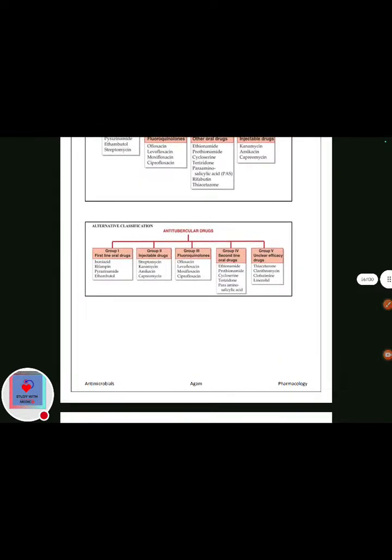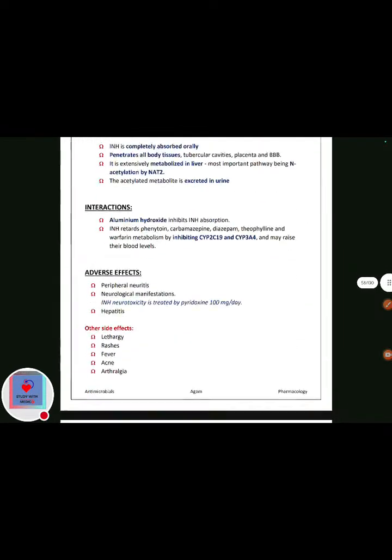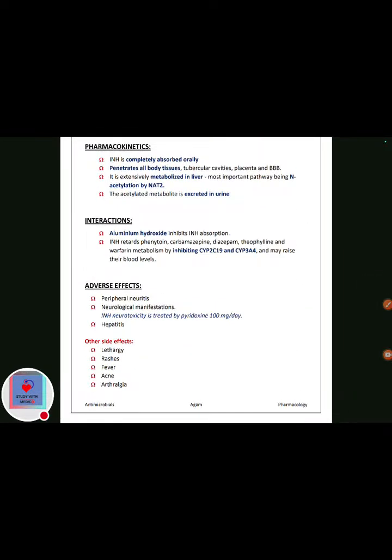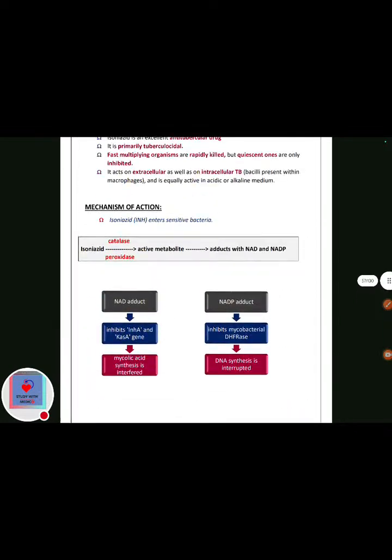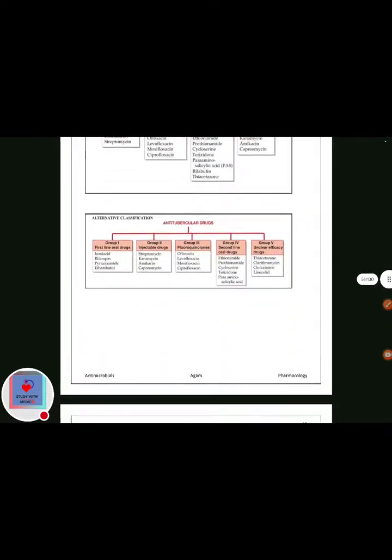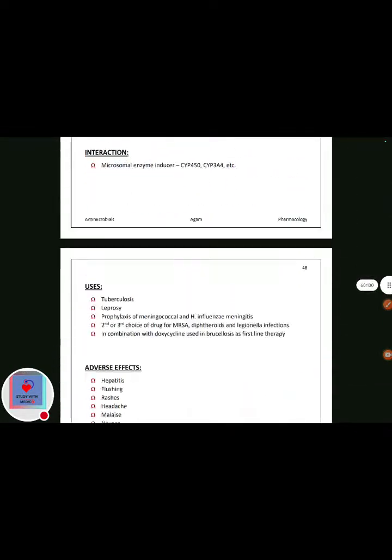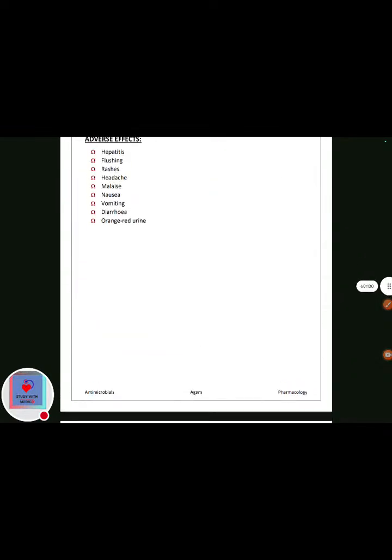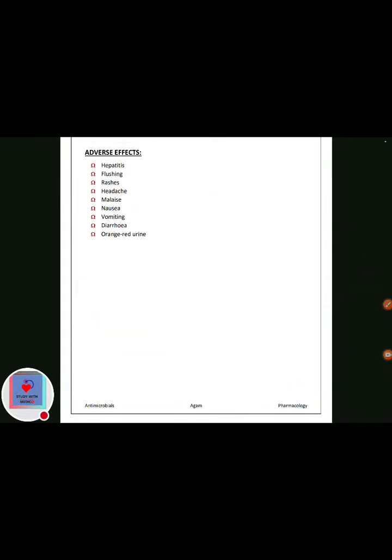Comment down what is the adverse effect of rifampicin. What is the most common adverse effect of rifampicin? It's very simple, it is nothing but hepatotoxicity and orange red urine.